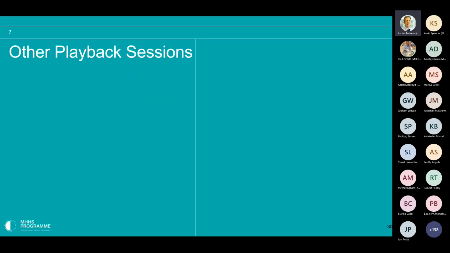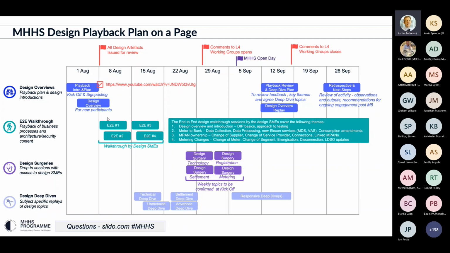So I want to then jump on, I won't take any questions at this point, but I want to just finish off about the other playback sessions. You've got this very busy slide here, where we're trying to show all the playback sessions and deep dives that we've got, and I believe we've got all of these in the diary, and these dates have been published. Is that right, Marina, that all these dates have been published now? Yeah, absolutely, and I can share the schedule again in the chat in a moment.